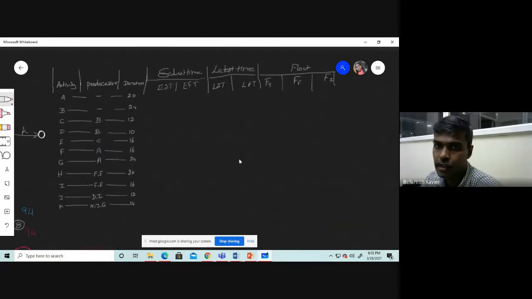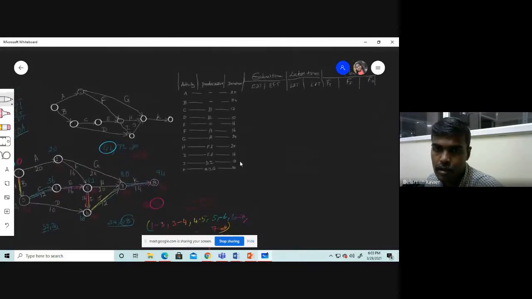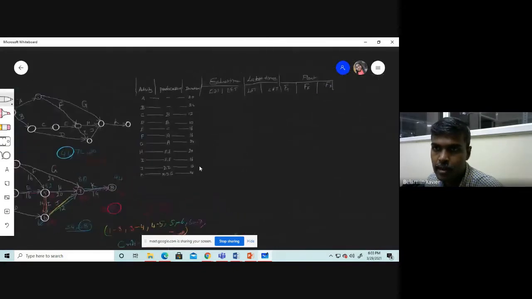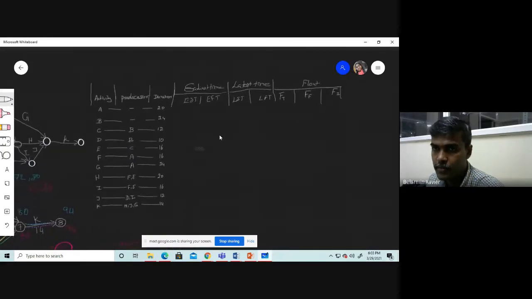Now we need to fill the earliest starting time, earliest finishing time, latest starting time, latest finishing time, total float, free float, and independent float for this particular diagram. Okay, so you can verify the diagram and make it. For example, earliest starting time of activity A is, we know, 0.